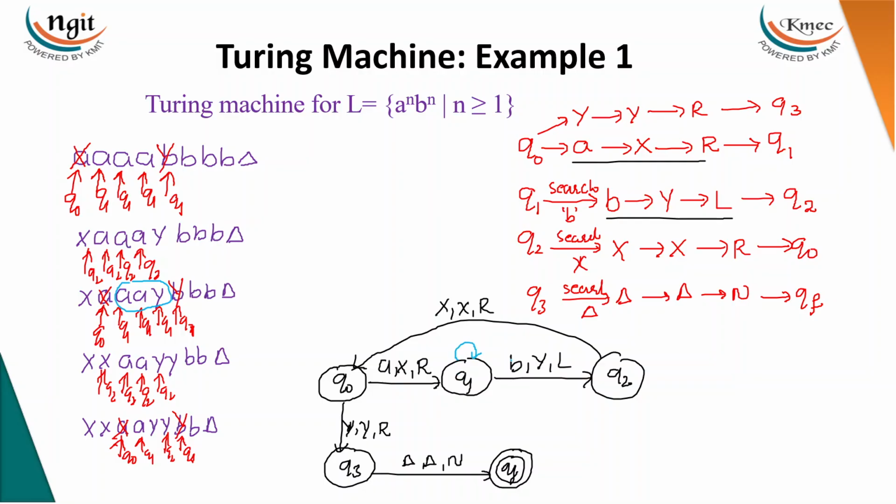While Q1 is searching for the B, it may encounter A. Don't do anything, just keep on moving right. It may encounter Y also. Don't do anything, just keep on moving right. That's what you have to tell it.